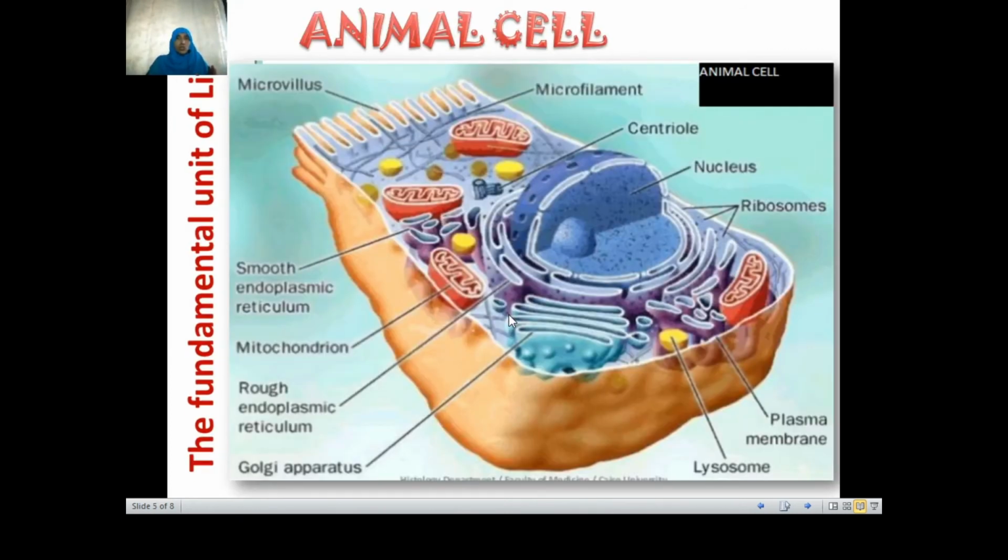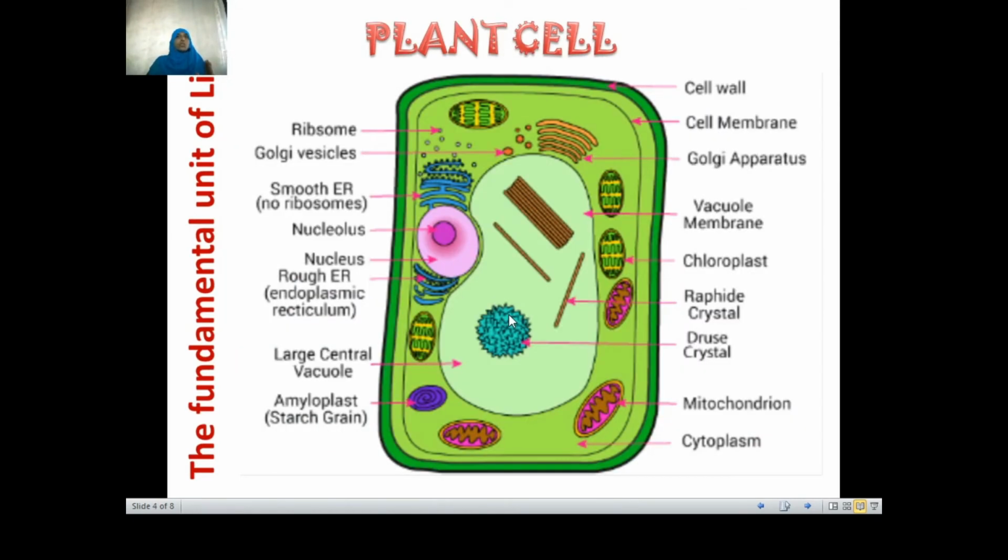Now let's know the components of each cell. Before this, let's go to the plant cell. If we look at the plant cell, do you find any difference here? Yes, one difference you noticed must be the external thick layer. What you see here is the cell wall. Next to that you have the cell membrane.